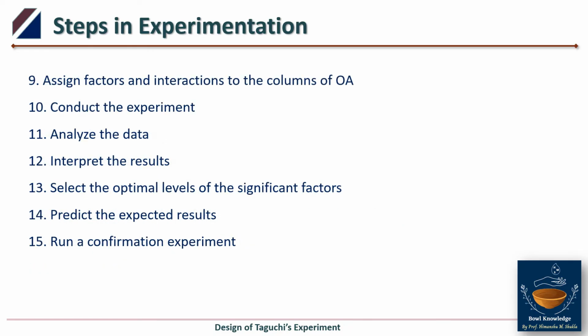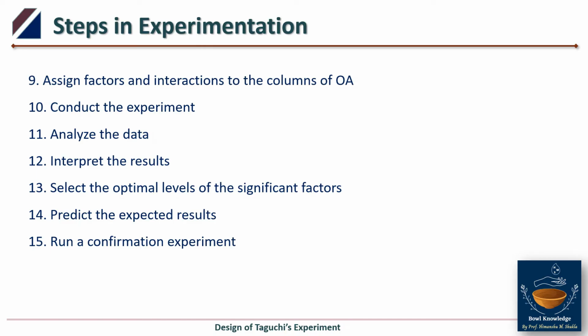Then step number 9 is assign the factors and interaction to the columns of OA. OA is orthogonal array. So once we select the orthogonal array, the columns and rows are blank. That is the format. Now we have to assign the factors and interaction to the columns of OA. Then conduct the experiment, and conducting the experiment is basically followed by recording the data in orthogonal array.